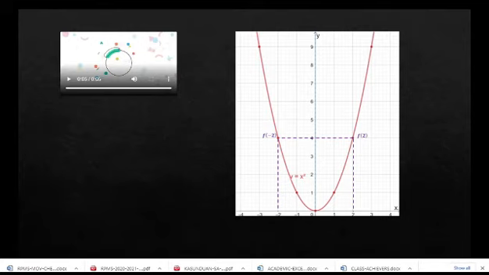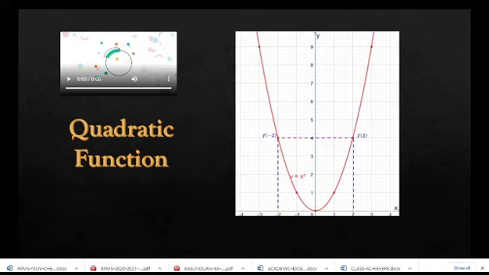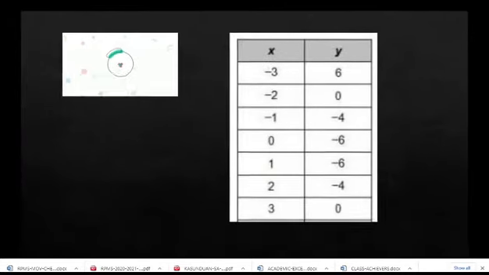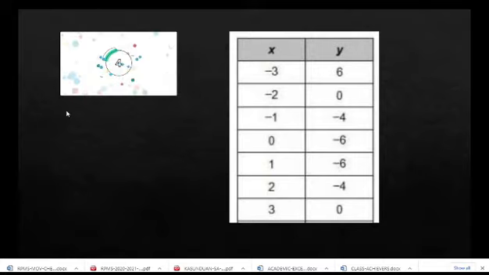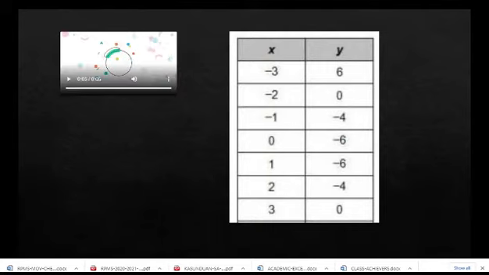Okay. So, if your answer is a quadratic function, you are correct since this is a parabola. Okay, next. Okay, so we are given here a table of values. So how are we going to determine it? So, kunin lang natin ang common difference.